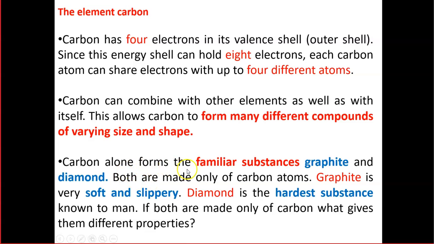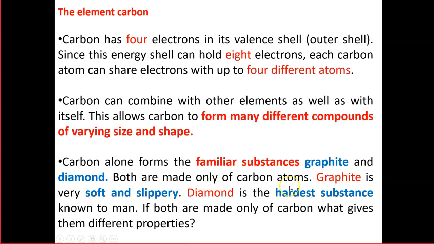So carbon alone forms the familiar substance graphite. Now you have to study graphite, diamond, and carbon, at least three varieties. So you must be able to compare. Again, you can write assignments on comparison that I will give you. So let us try to understand what is graphite and diamond. Carbon alone forms the familiar substances graphite and diamond.